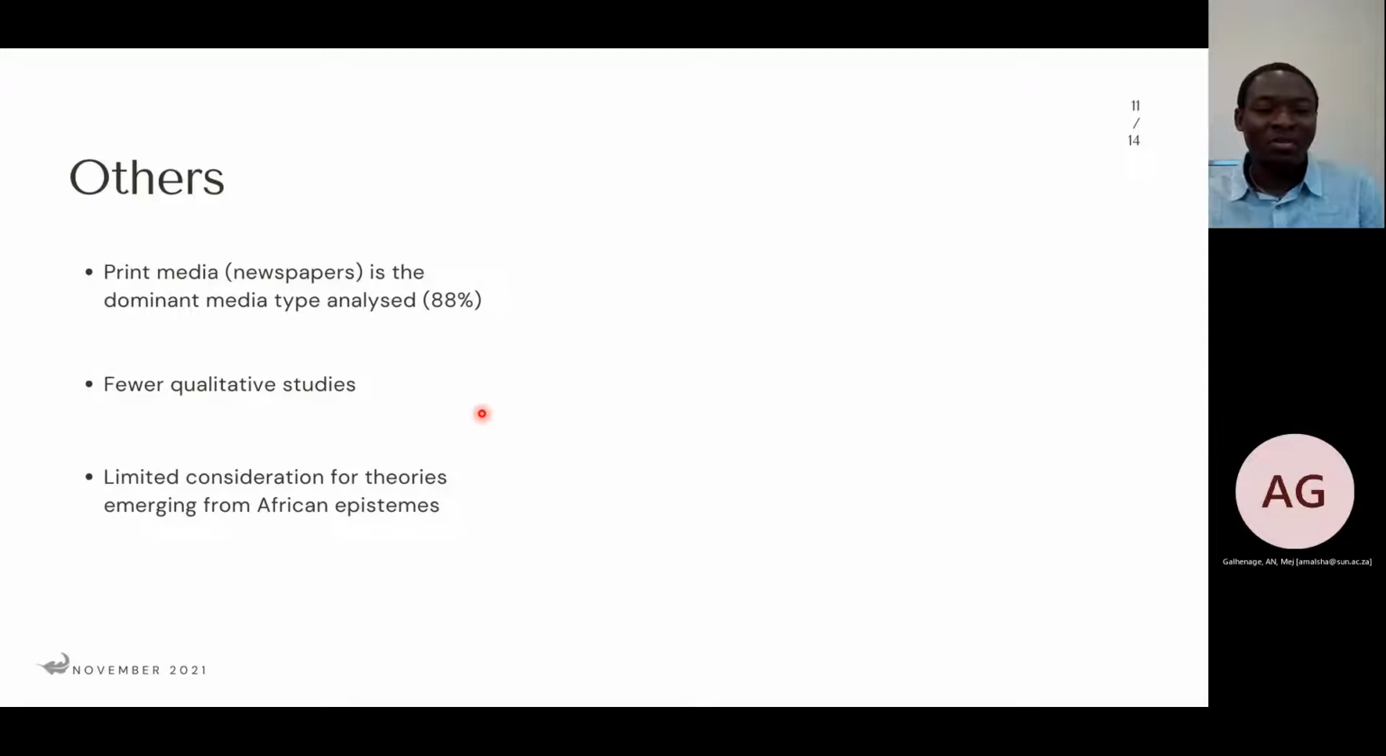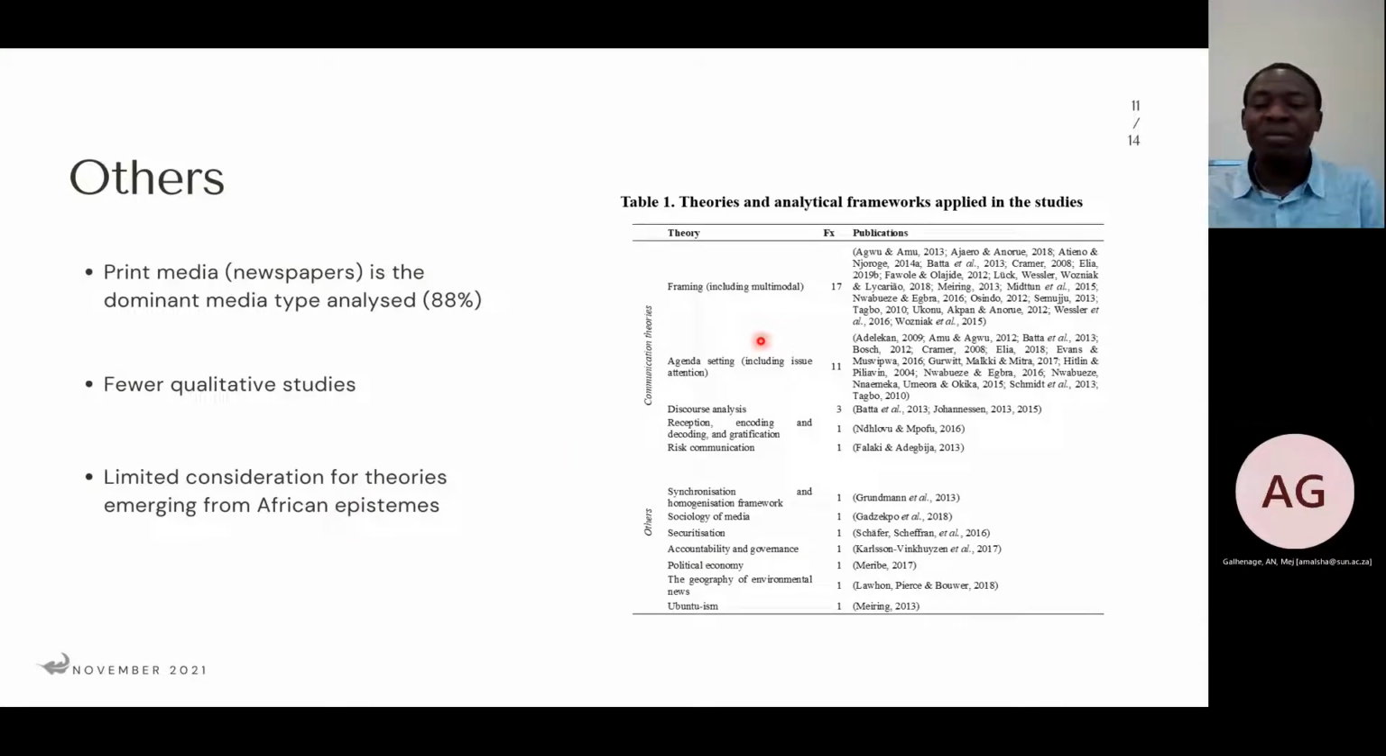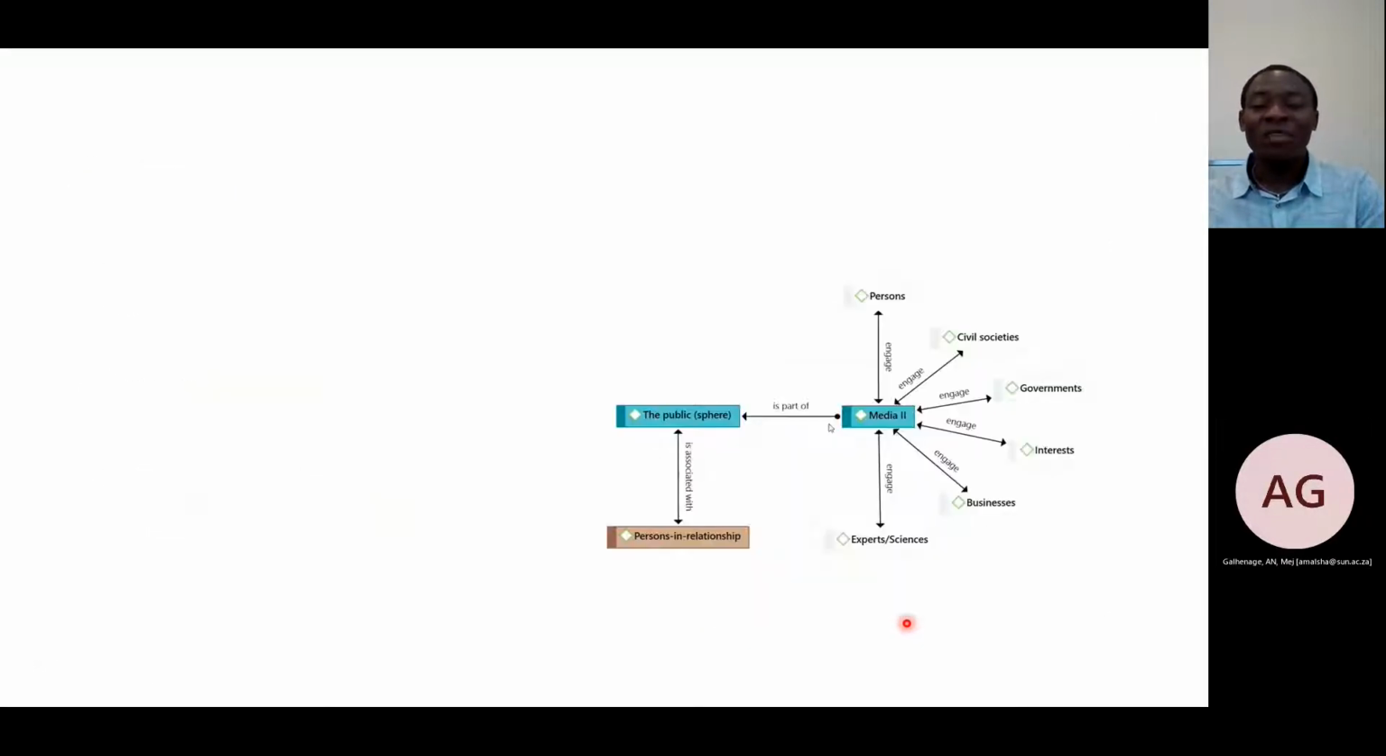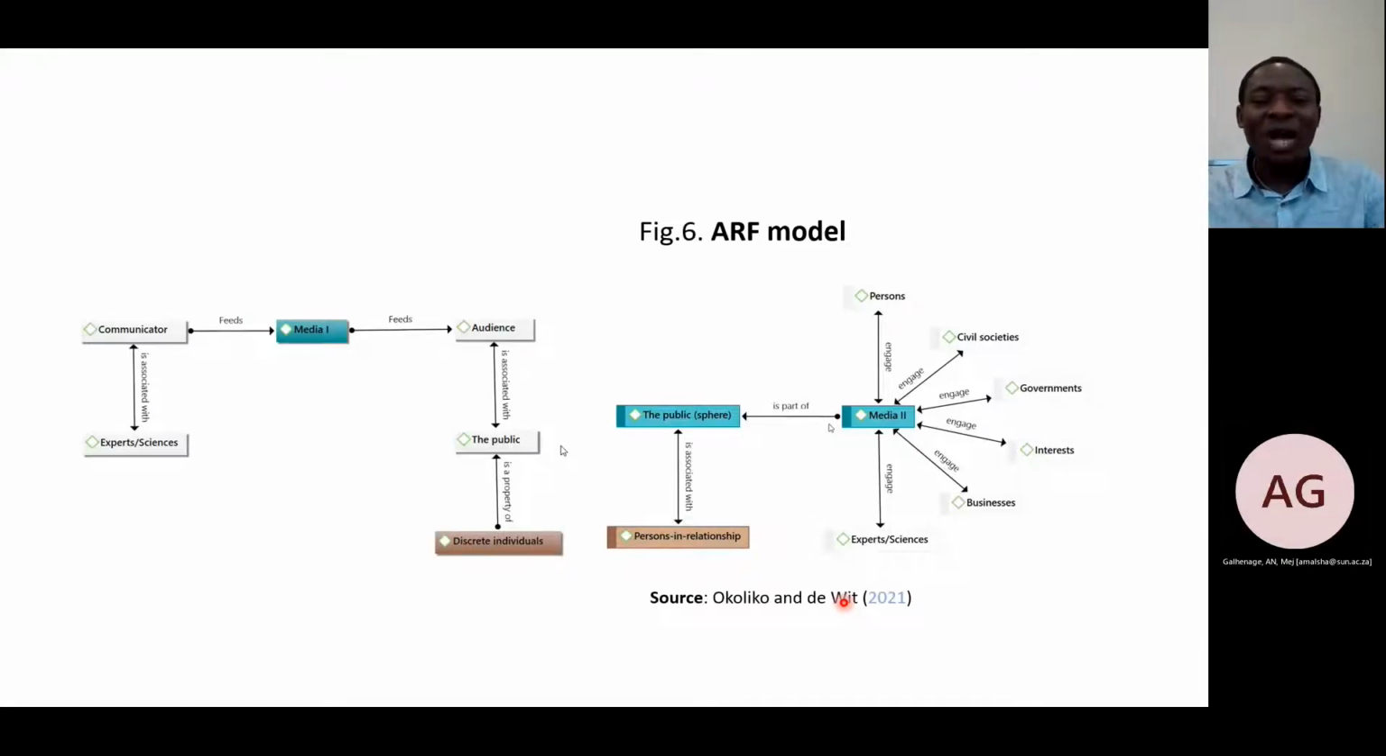Other interesting things that I looked at, types of media that were analyzed, there was more interest in newspapers compared to other types like social media, broadcast media, and there were fewer qualitative studies compared to quantitative studies, and there were limited considerations for theories emerging from Africa. Of these theories, only one looked at the world views of the African people, the Ubuntuism, by Mary in 2013. So basically, when you've done your work, again, I did not show you how you could plot network trees to showcase your ideas.